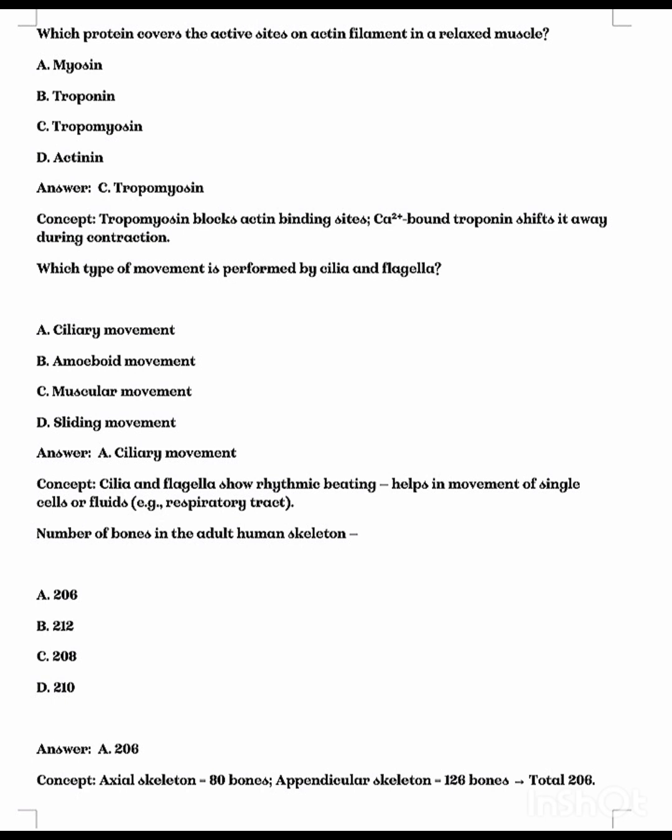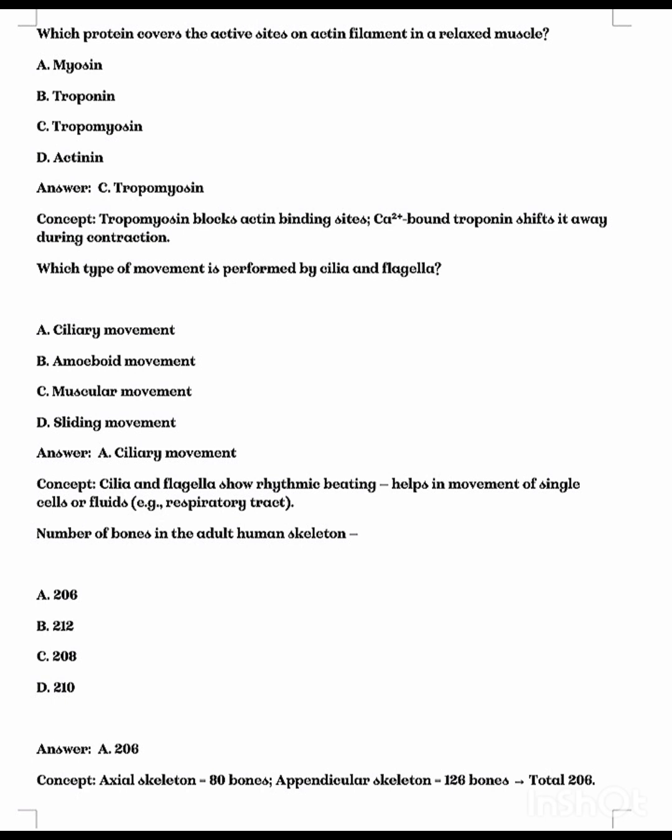Which type of movement is performed by cilia and flagella? A. Ciliary movement, B. Amoeboid movement, C. Muscular movement, D. Sliding movement. Answer A. Ciliary movement. Concept: cilia and flagella show rhythmic beating, helping in movement of single cells or fluids, e.g.